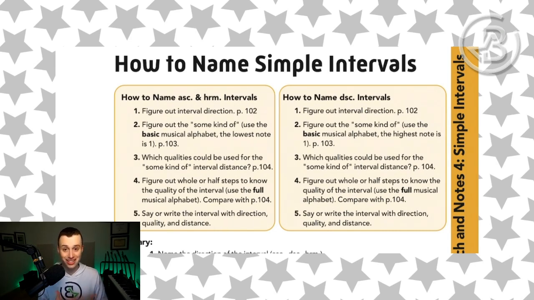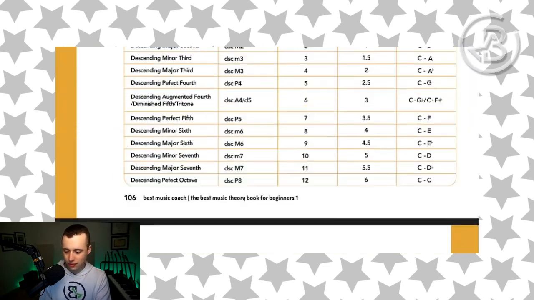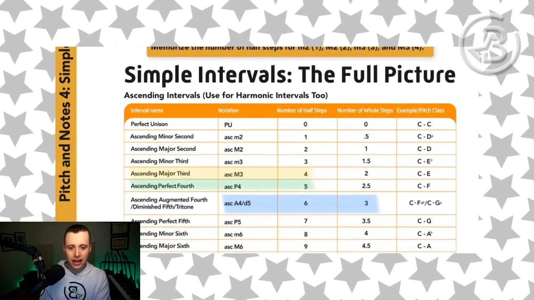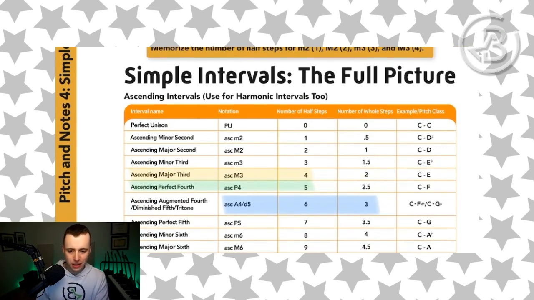For example, if it's a second, we know seconds can be major or minor. If it's a third, thirds can be major or minor. If it's a fourth, fourths can be perfect or augmented. Fifths can be perfect or diminished. Then figure out how many half steps there are from the lowest note to the highest note in the interval. And then you're going to go back to page 106 and figure out how many half steps there are. What really is that interval?